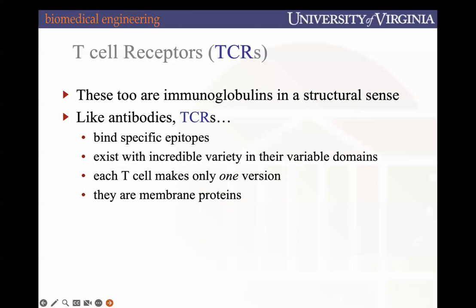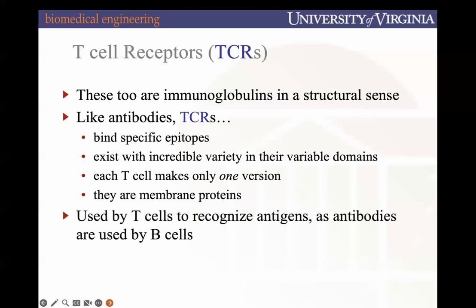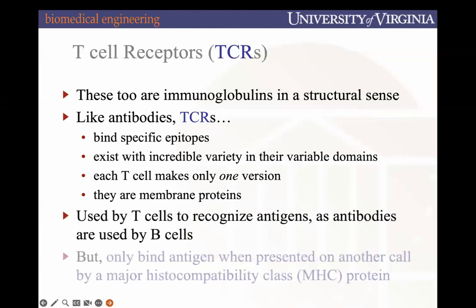And each T cell, kind of like with the B cell, has one and only one T cell receptor, but many copies of it littered across its surface. And so the key thing to note here is that T cells use the T cell receptor to bind and recognize antigens.